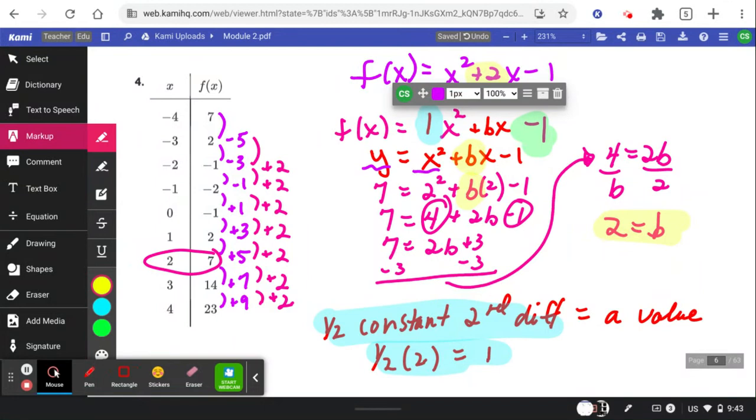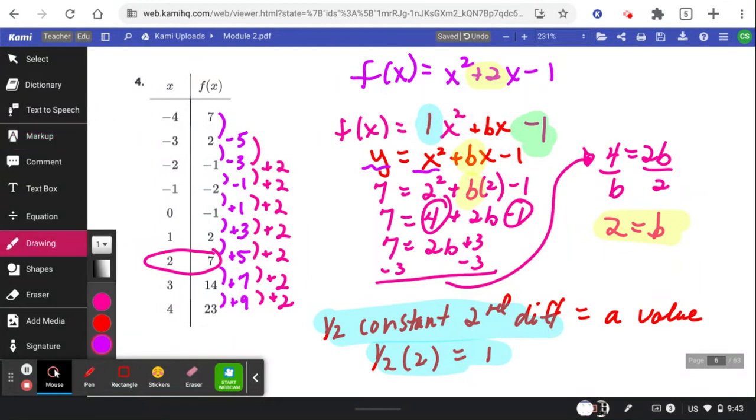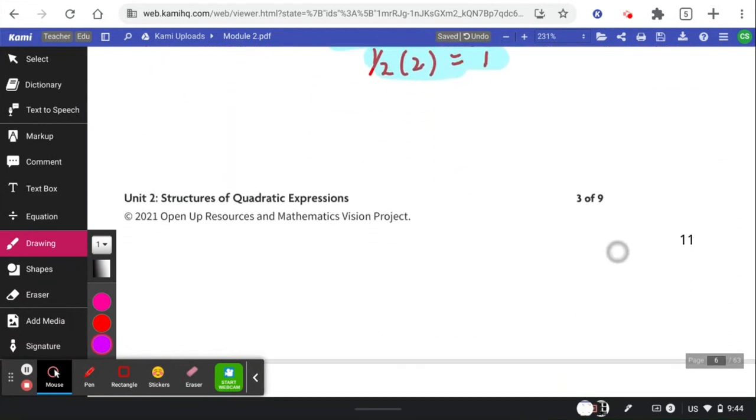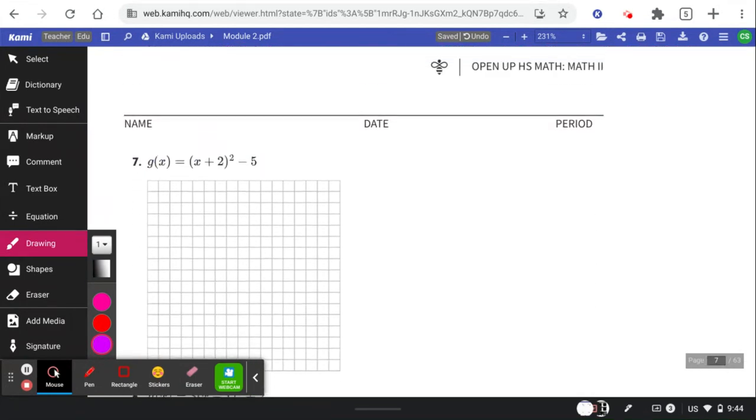We plug that b right in right there. Okay, are we going to practice this some more? You betcha. But this is our first exposure to how we work backwards to calculate a b value for the more complex quadratics.